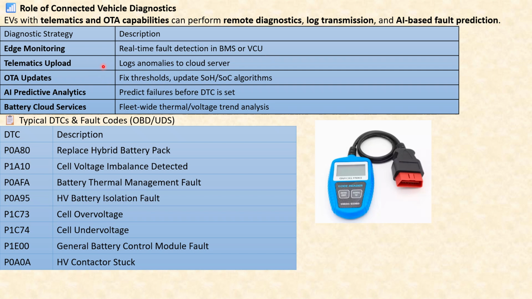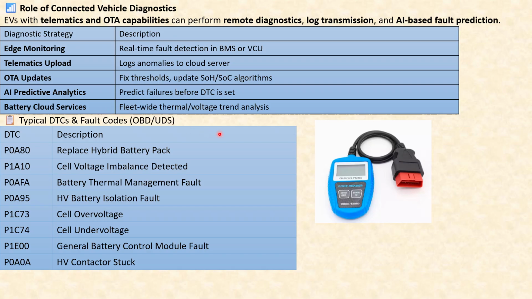Now, telematics upload logs anomalies to the cloud server. And talking about OTA updates, they fix thresholds and update SOH and SOC algorithms. Talking about AI predictive analysis, the description is that it predicts failures before the DTC is set. Even before a diagnostic trouble code is displayed, it predicts the failures. Now talking about the battery cloud services, fleet-wide thermal voltage trend analysis. This is the description of the battery cloud services.